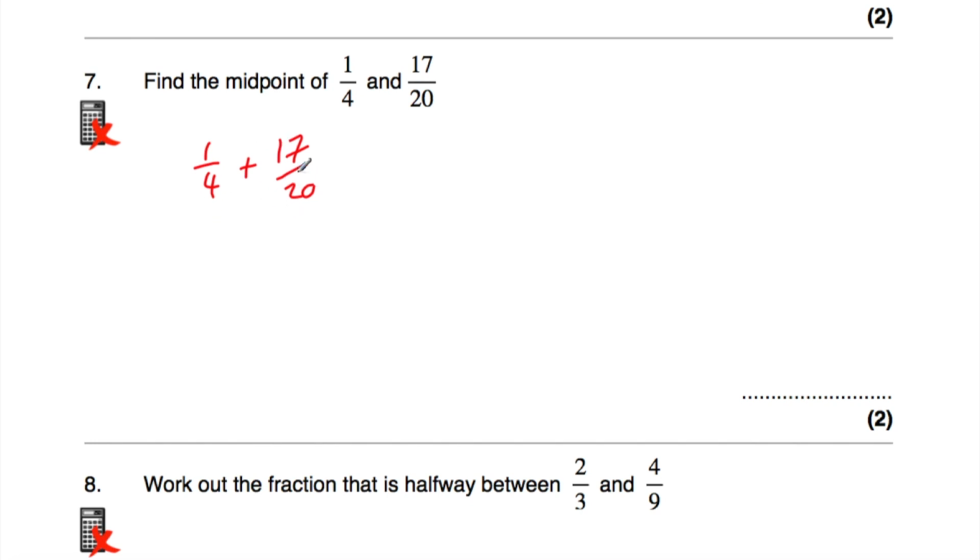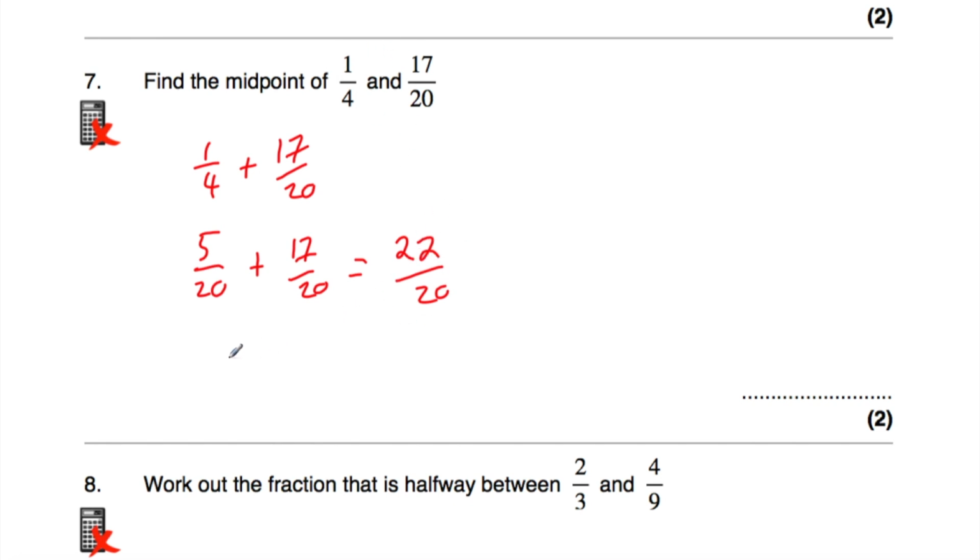Now, as you can see here, we've got 4 and 20. Well, the lowest common multiple of 4 and 20 would be 20. So let's keep that one as 17/20. And let's make the first fraction have a denominator of 20. So to get from 4 to 20, we multiply by 5. So 1 times 5 is 5. So 1/4 is the same as 5/20. Now we can just add them. 5/20 plus 17/20 is 22/20. So adding the two fractions together would give us 22/20.